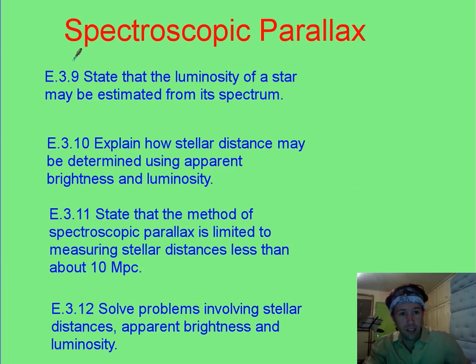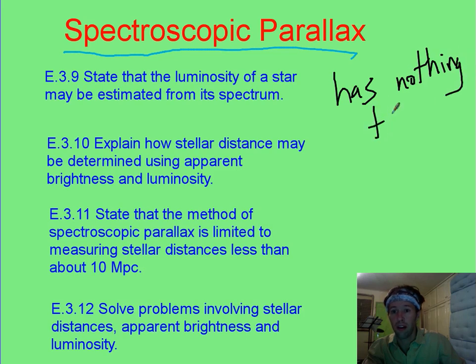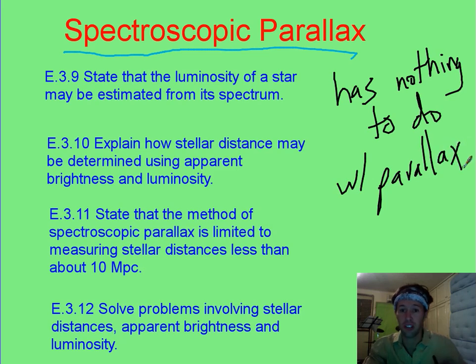Spectroscopic parallax is a means of finding the distances to stars. And this looks like a lot, but all it is is how to use spectroscopic parallax, which is a funny word because it has nothing to do with parallax. But it will let you find distances to stars that are very far away.